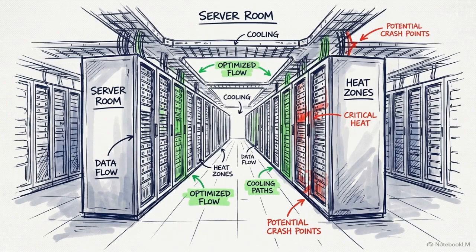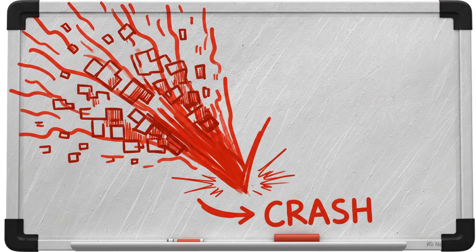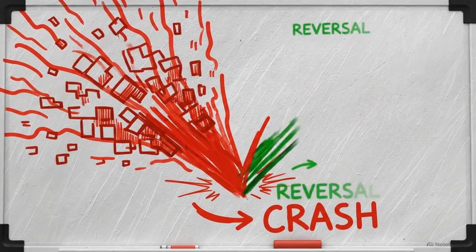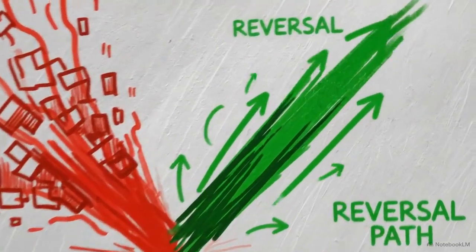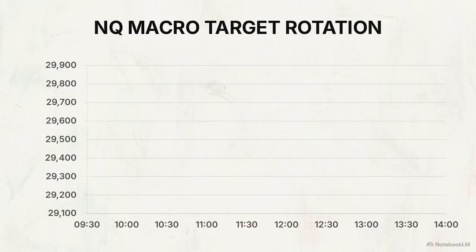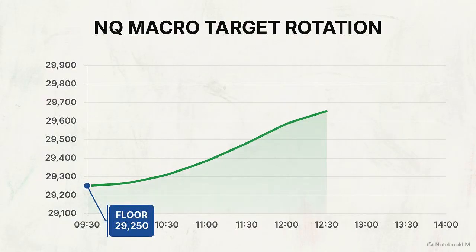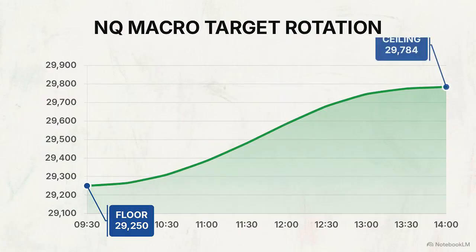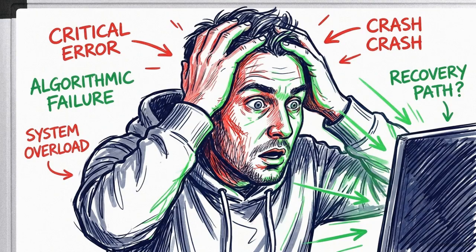On June 12th, the Nasdaq executed an algorithmic sequence that inverted the intraday trend. The session ended in a violent vertical V-shape reversal, wiping out standard structural positions. This was a continuous, uninterrupted run from the session lows at 29,250 straight up to the highs at 29,784.